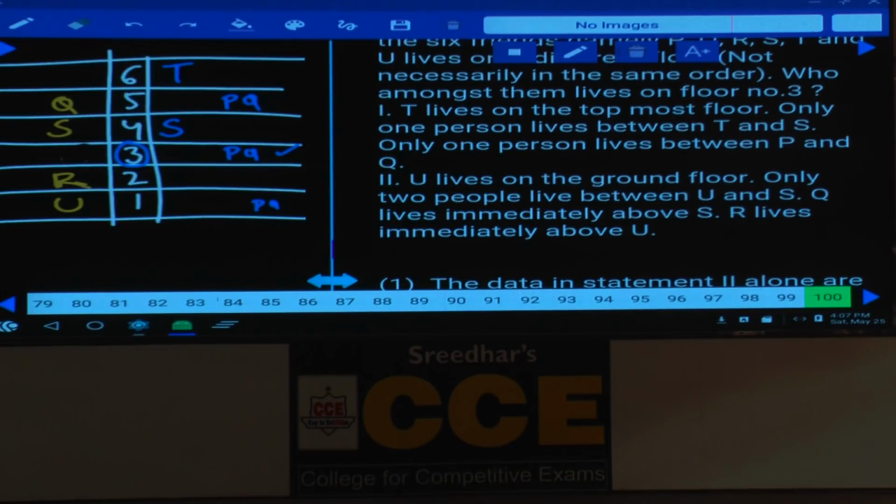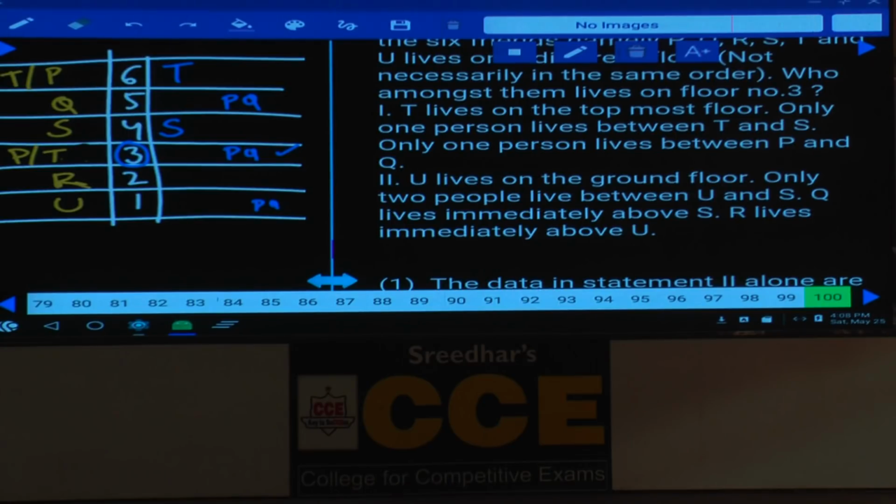Then who can be at this place? Either P or T can be at this place. If P is here, T will be here. Now with the help of condition number 2 alone, either P or T can be at the 3rd place. Hence 1 alone is not sufficient, 2 alone is not sufficient. Then we need to combine these 2.